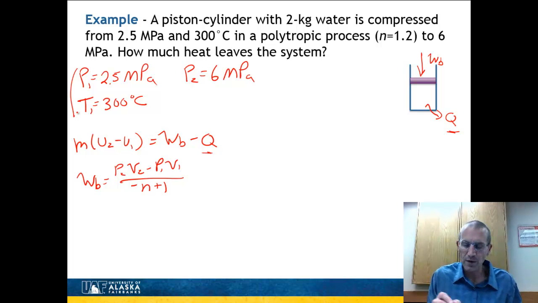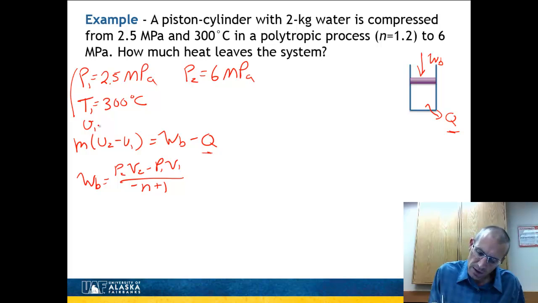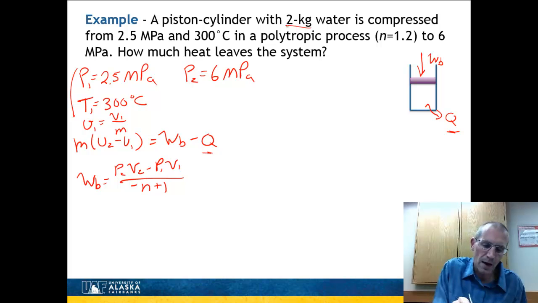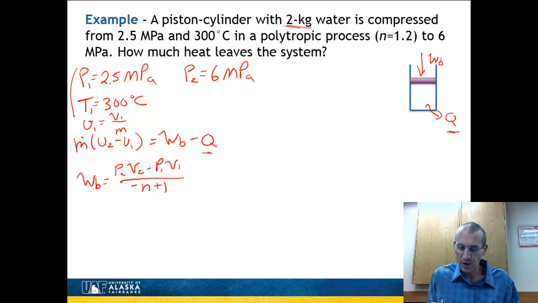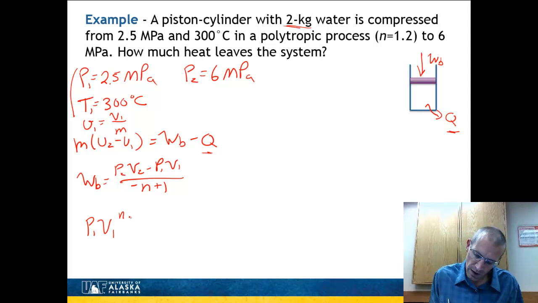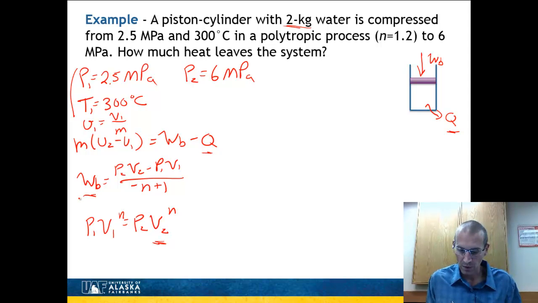That's a pair of intensive variables, which means I can find little v1, which is big V1 over m. I have the mass up here, so I can go ahead and find out what that value of V1 is. And then in order to find V2, I'm going to go back to that polytropic relation. It says that P1 V1 to the n is P2 V2 to the n. I can use that equation to get my value of V2. So that's how I'm going to calculate what my boundary work term is.